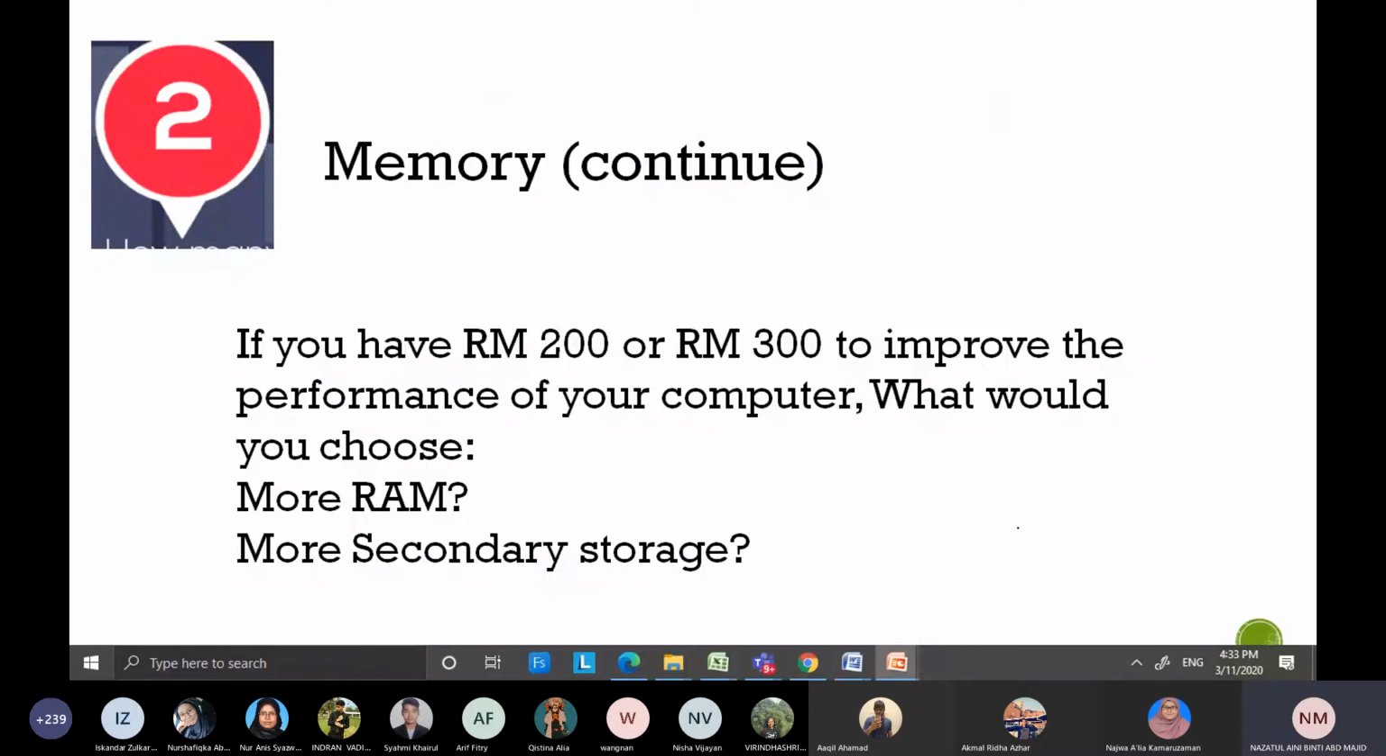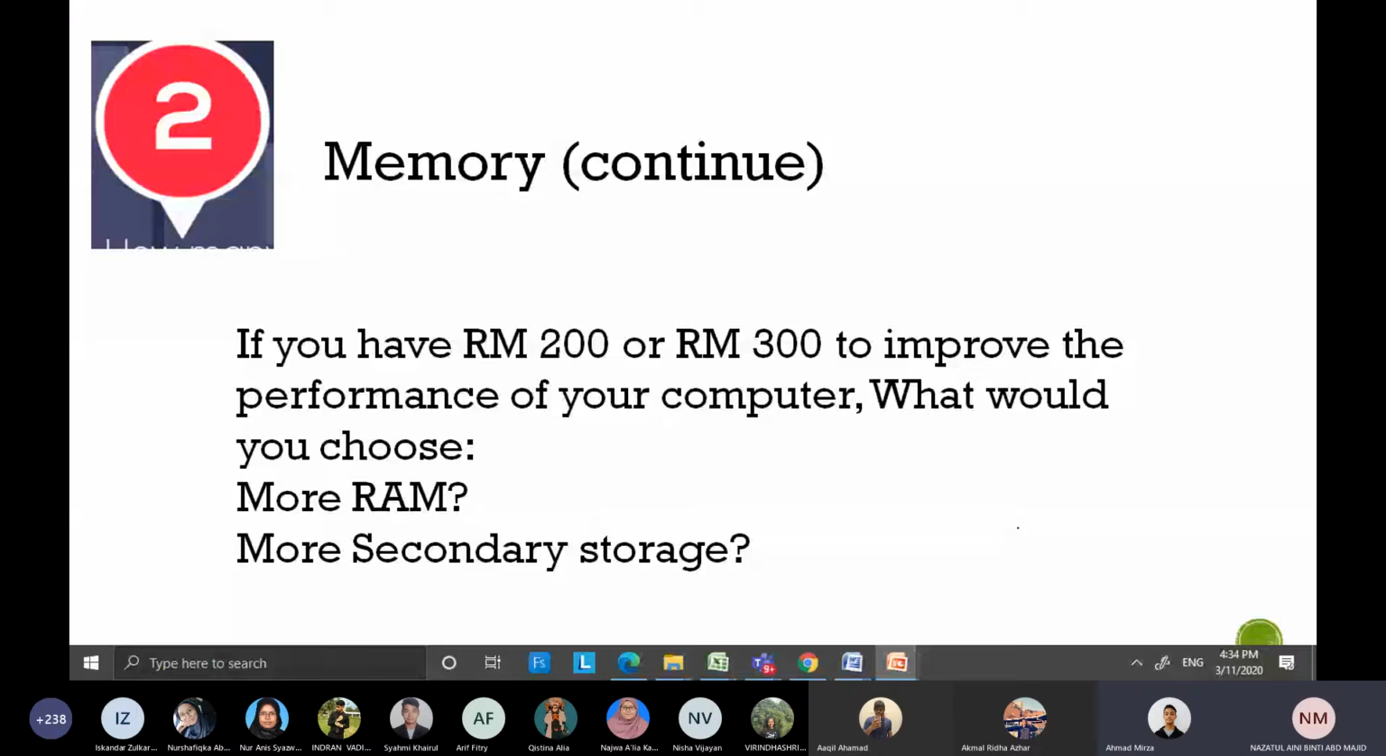Okay, my question. If you have 200 ringgit or 300 ringgit to improve the performance of your computer, what would you choose? You want to add more RAM or you want to add more secondary storage? Anyone? More RAM. Why do you want to add more RAM? I choose both, Doctor. Not enough money. If the RAM is already 16 gigabytes, then maybe secondary storage.